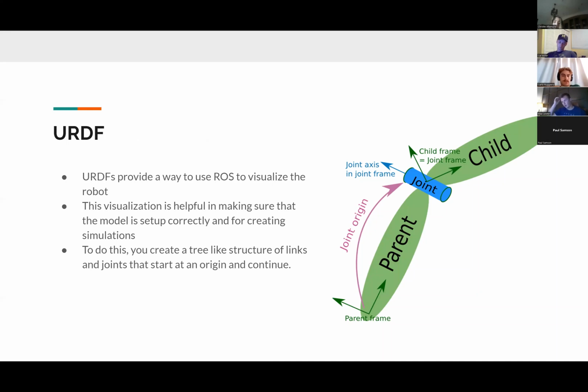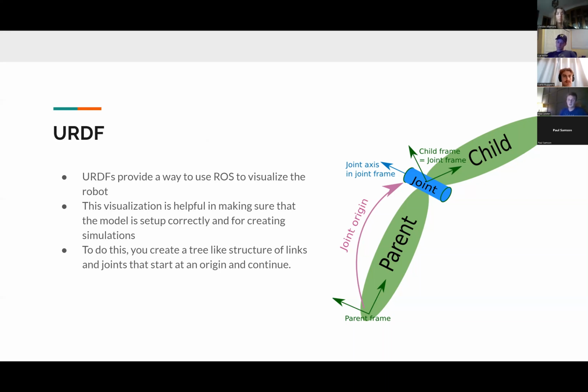So this is one of the essential parts of ROS that allows you to visualize whatever you're working with, in our case, an exoskeleton, in the digital realm. It's called the URDF. In order to set up a URDF, you set up these things like parents and children and joints, and they all interconnect in this massive tree-like structure.